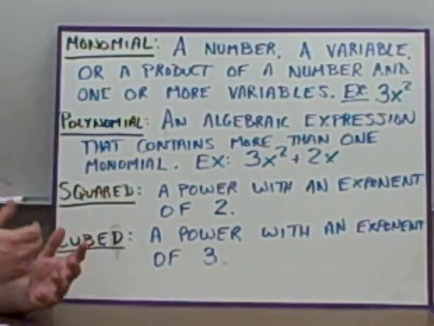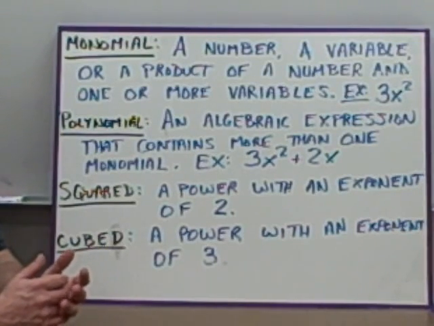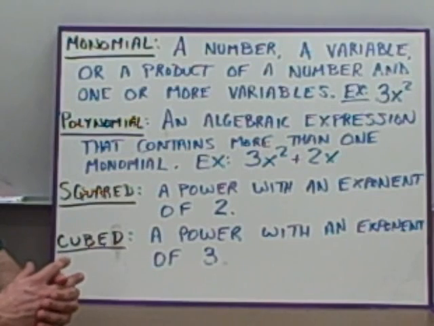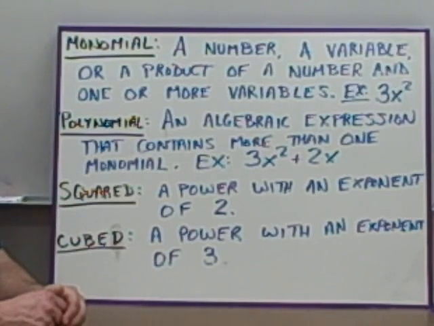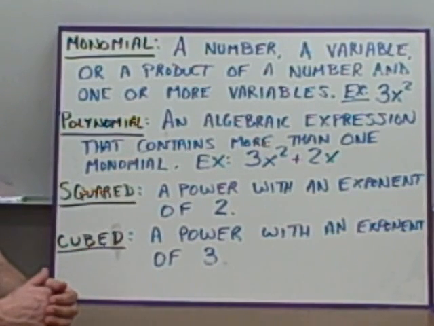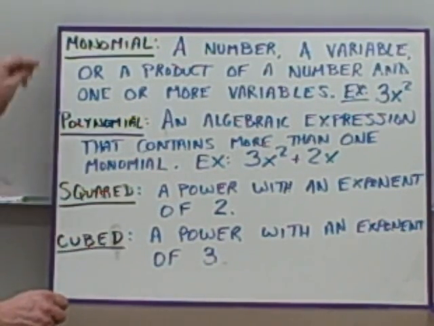Squared. You'll hear me talking through the video where I mention squared and cubed. Squared is a power with an exponent of 2. It's raised to the second power. Cubed is a power with an exponent of 3, or raised to the third power.